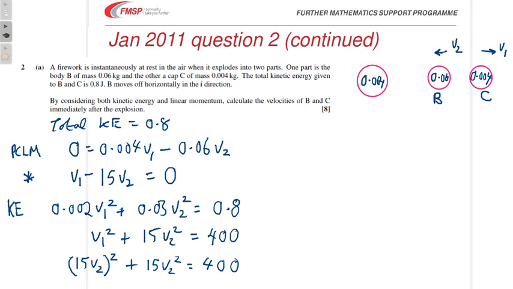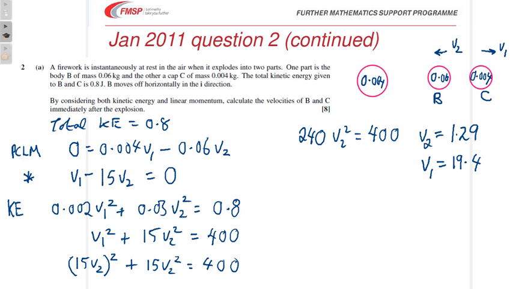Okay, that gives us, when you tidy that up, 240 V2 squared is 400, giving V2 equal to 1.29. Now V1 is 15 V2, so that gives us 19.4. Obviously these are both meters per second.